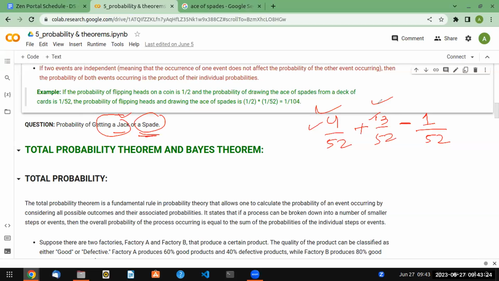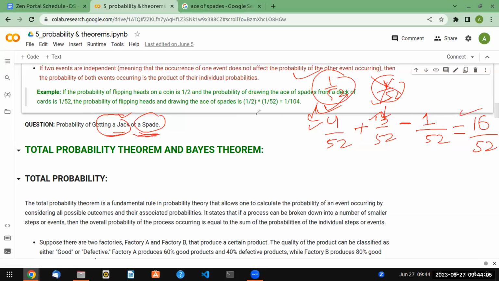So we'll subtract 1 by 52. The probability of getting the jack of spade is what we are removing. So we added 1 by 52 here, and the same 1 by 52 is here also. That's why we're subtracting one of these. However, in a spade, the jack is going to be there, so we're going to get it. Correct. So the answer is 16 by 52. If someone asks me the probability of getting a jack or a spade, this is 16 by 52.